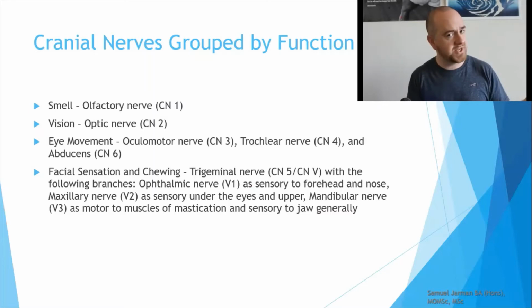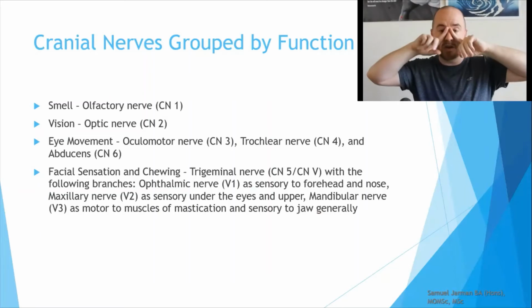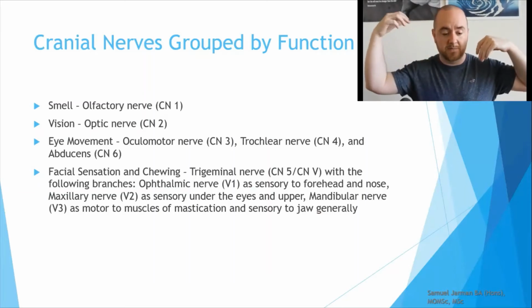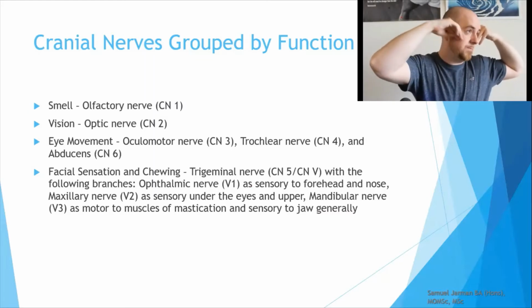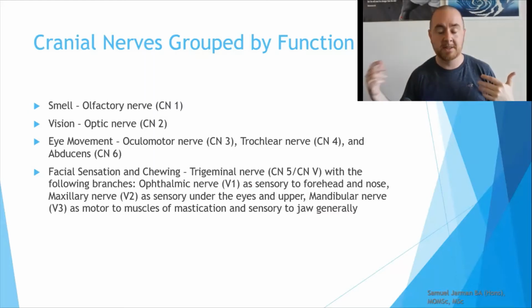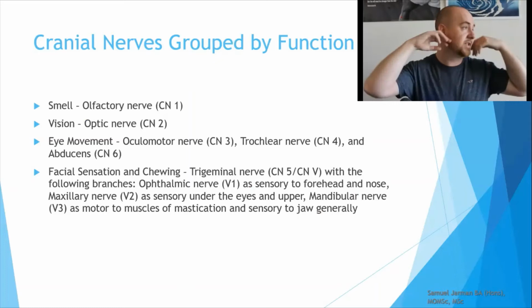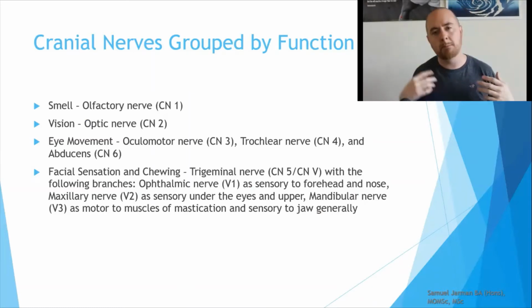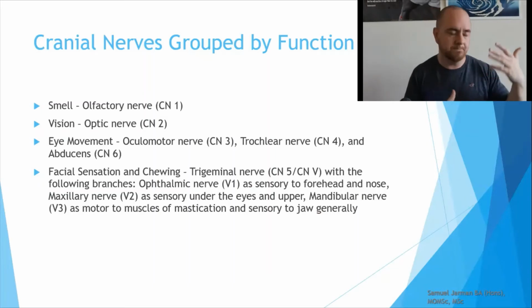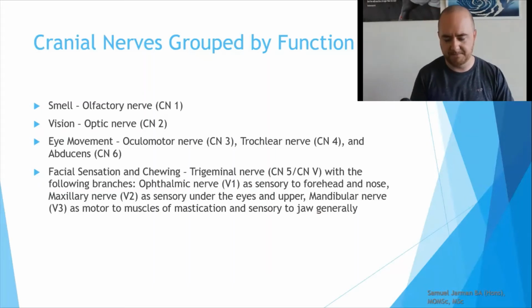Facial sensation and chewing is the trigeminal nerve, so cranial nerve 5, or V, right? You'll get the following branches. The ophthalmic nerve is V1, which is sensory to the forehead and the nose. The maxillary nerve V2 is sensory under the eye, so you kind of get this strip here, right? And then V3, the mandibular nerve, is sensory more or less along the jaw, some of the cheek, but also motor to the muscles of mastication.